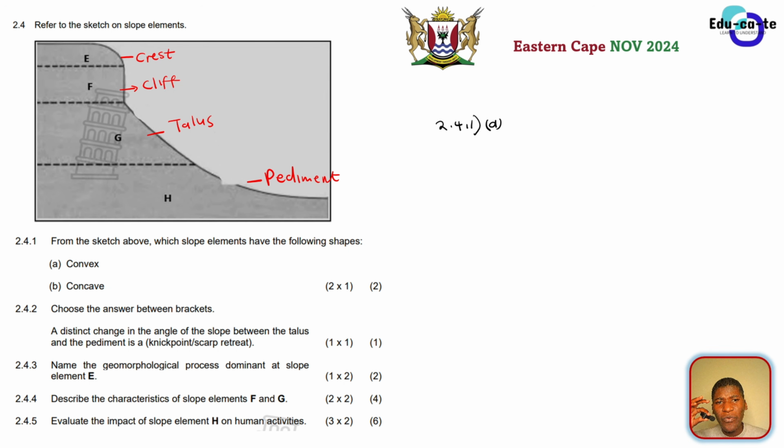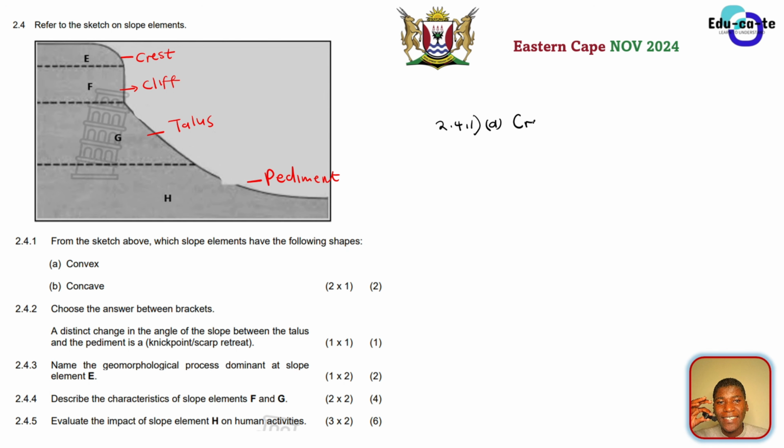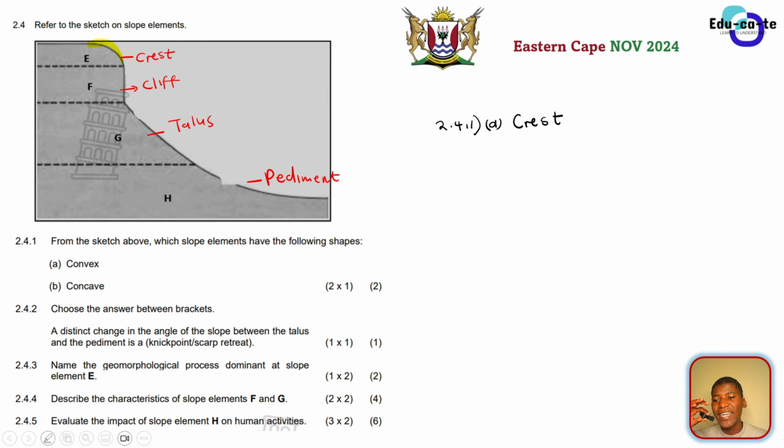We know that when a slope element is a convex shape, it simply means that it is gentle at the top, but it is steeper as you go down through that slope. And we know from this diagram it is the crest. So the crest is convex shaped, because you can see that at the topmost part of the crest it is a bit gentle, but as you go down the crest, it becomes steep in a gradual manner. So the crest is a convex shaped slope.